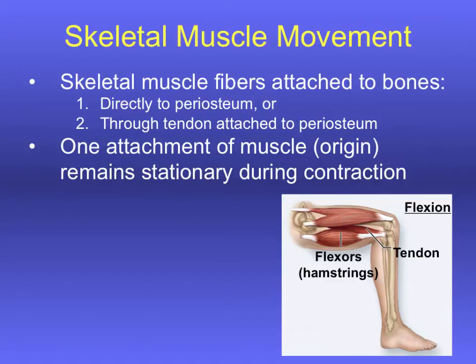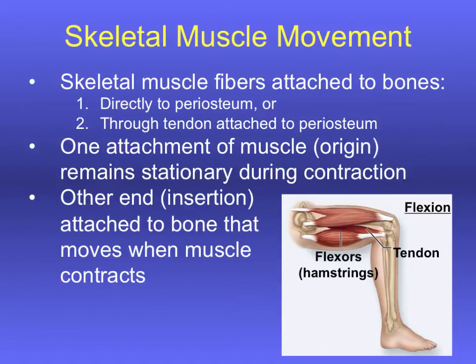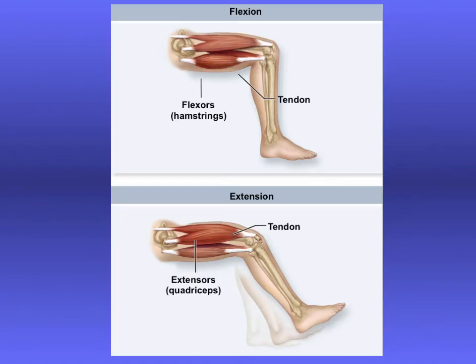Now, when we look at muscle function, the part of the muscle that doesn't move is called the muscle origin. The part that stays stationary during contraction is called the origin. The part that actually moves along with the bone that it's attached to is called the insertion. So we talk about insertion, we talk about muscle origin as well. One of them moves, one of them stays stationary.